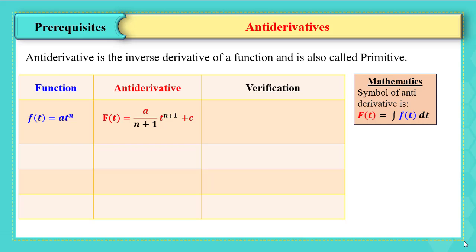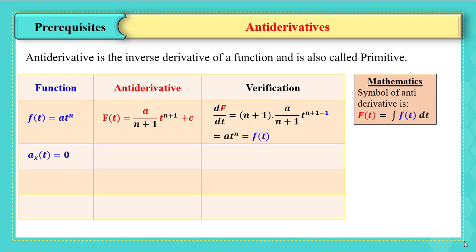Let's verify it and make its derivative. We multiply the exponent n plus 1 with a over n plus 1 t exponent n plus 1 and subtract 1 from the exponent. By reducing n plus 1 with n plus 1, we find the answer as a t exponent n, the same as the one we started with. But where is c? The derivative of c is 0. Let's think together with some examples that we may work on through this lesson.